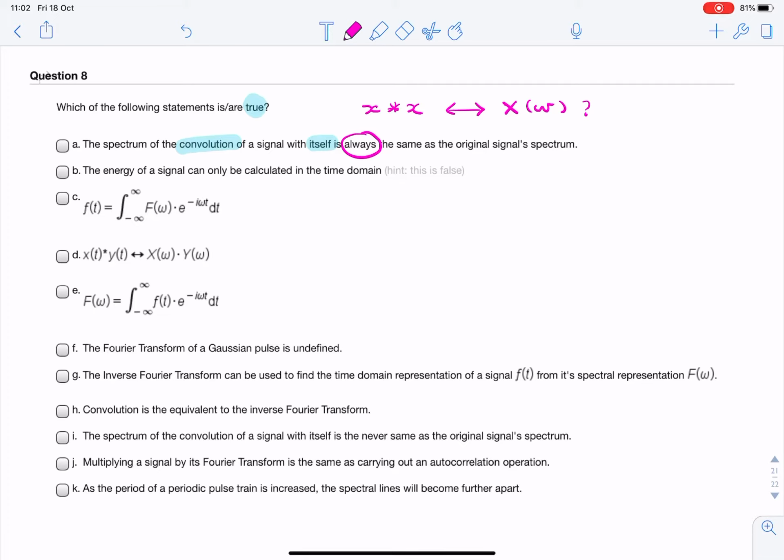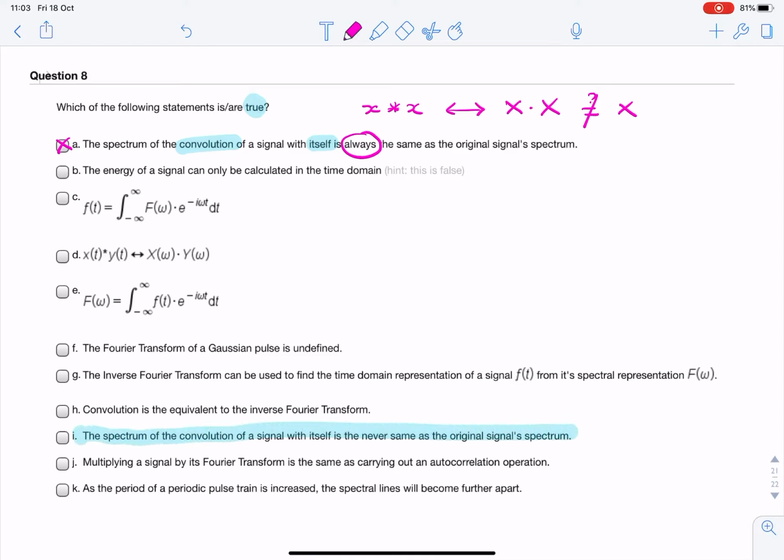Well, what do we know about the convolution property? We know that if you convolve in the time domain, it means you multiply in the frequency domain. So is that product always the same as the original spectrum? Well, sometimes it could be, but when you multiply two spectra, you don't expect to have the same spectrum. So the answer is no. So that's not true.